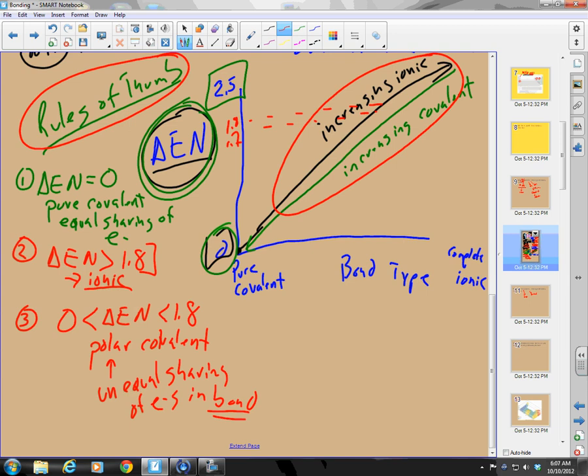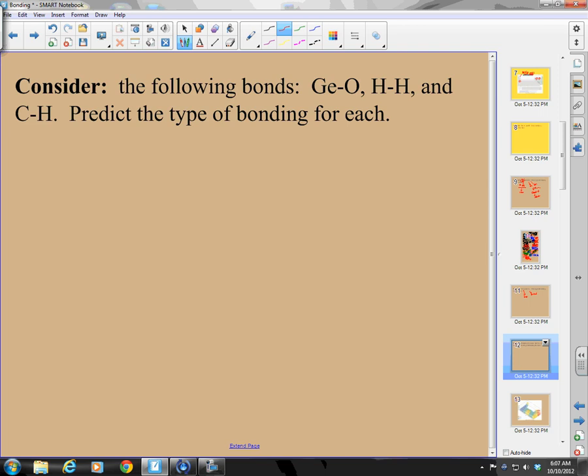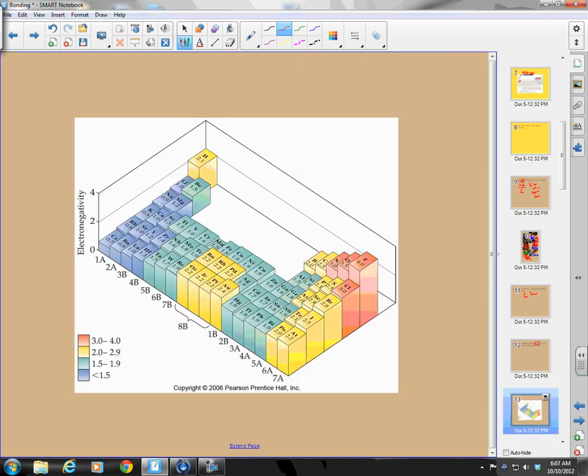Okay? So, back to our question. Holy cow. Good. How do I predict this? Well, I need a table of electronegativities, and look at this. Yahoo! There it is. Okay, so what did we have? We had germanium and oxygen, right? Where's germanium? Right here. It looks like it's a 1.8. Oxygen is a 3.5. So I have a 1.8 and I have a 3.5.